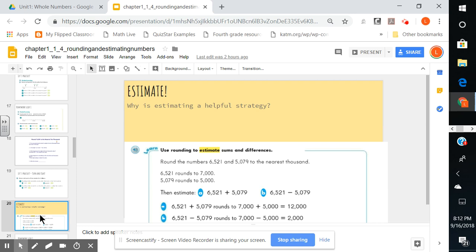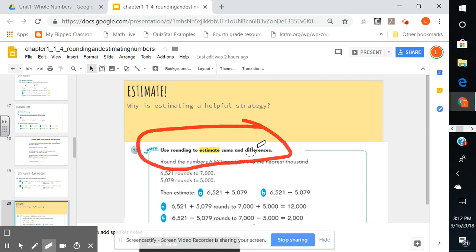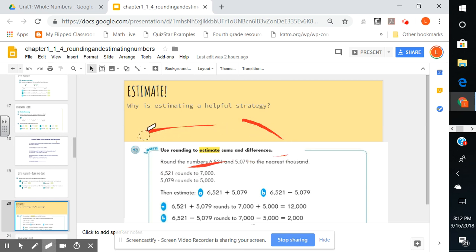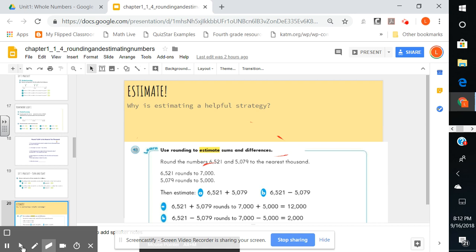Now we are up to estimating. So the first part of estimating is using rounding to estimate the sums and differences. Remember that was in your pre-assessment that you had taken last week. So let me erase this, and we are now going to write what you see here. I'd like you to write using rounding to estimate sums and differences. And then we are going to round.